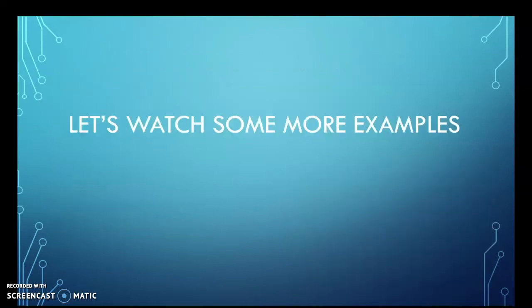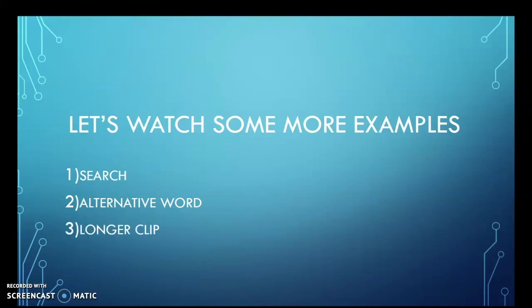So we're going to watch a few more examples of modeling for students, and specifically when you can't find the words you want in the system. We're going to see one video of a person using the search feature to find the symbol they want. We're going to find one of they wanted to use the word Oreos and they couldn't find it, so they chose an alternative word that was available instead.